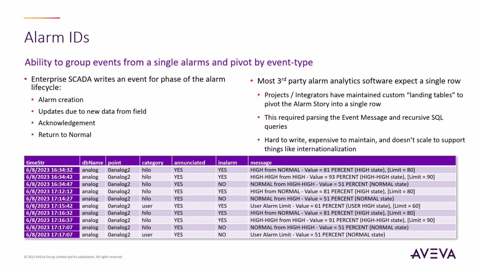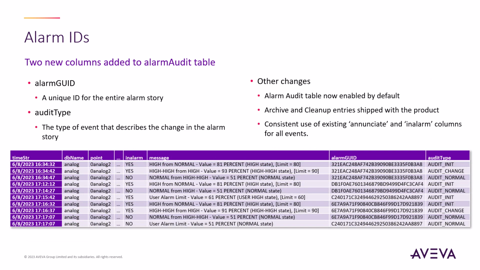Enterprise SCADA is unique in that it writes an event for each phase of the alarm lifecycle. This means multiple rows in the event log describe the entire alarm story. This has posed challenges to those integrating third-party alarm analytics software, as most of these expect the entire alarm story to be described on a single row. In Enterprise SCADA 2024, we are adding alarm IDs to the event log.